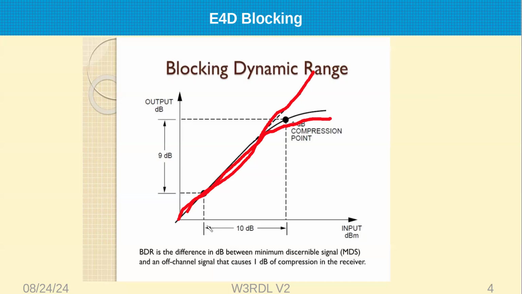So as you increase the signal level, we went from 0 to whatever this was, up 10 dB, but the output only went up 9 dB. So it was 1 dB less on the output. So that was 1 dB of basic compression or blocking. And that's how they define the blocking dynamic range: what the signal level was in order to create that 1 dB compression. Clear as a bell?